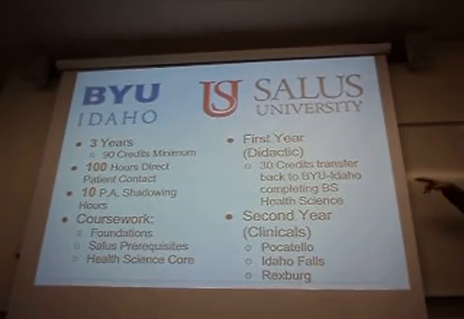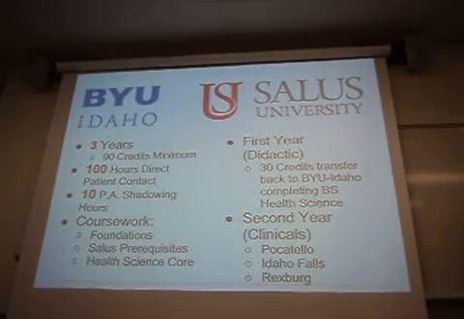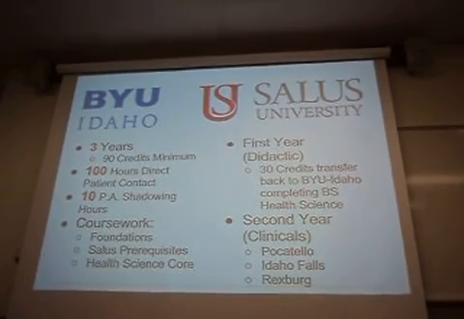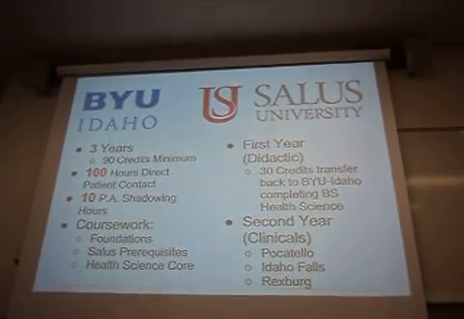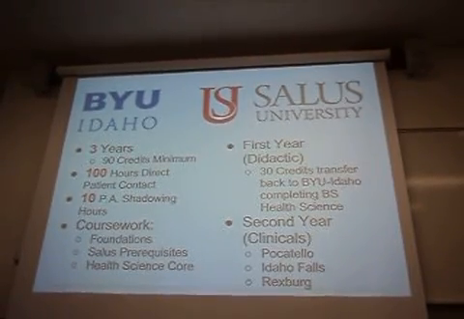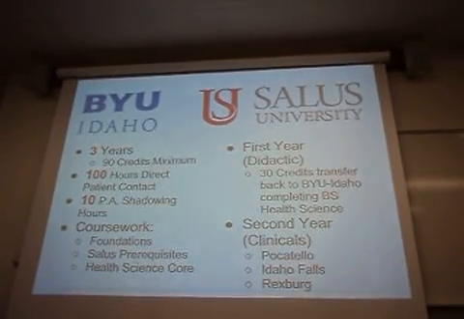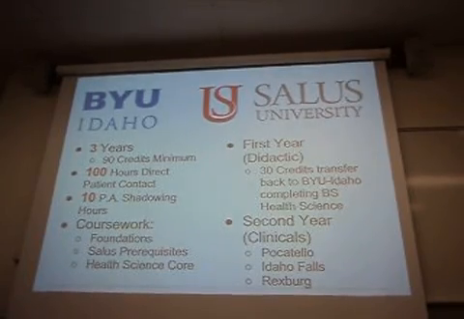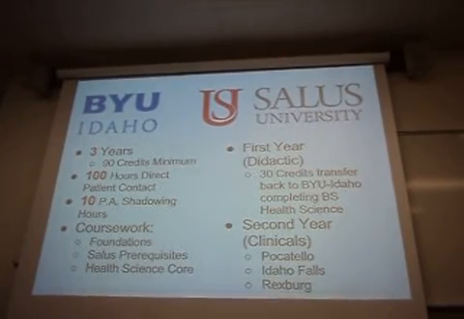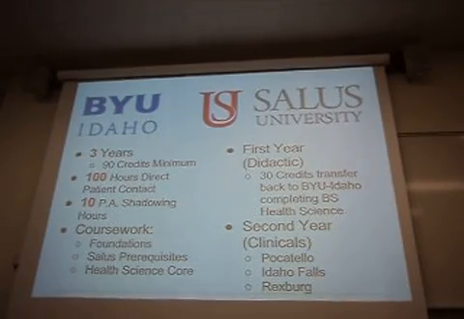So your first year at Salus University, 30 of your credits will transfer back to BYU Idaho. Then you graduate from BYU Idaho, and in your second year you come back here. Usually people live in Idaho Falls and rotate between Pocatello, Idaho Falls, and Rexburg. You do your rotations here. Every 6 weeks, I think, you transfer to a different rotation. So you'll be doing ER at one time, pediatrics at a different time, and orthopedics at a different time.